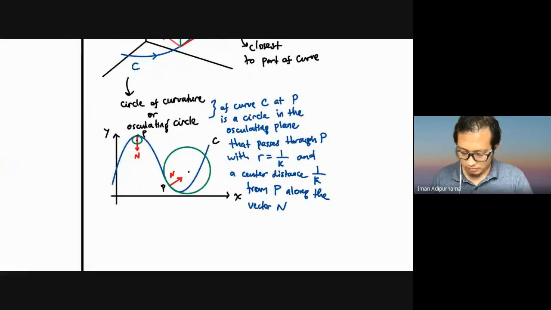So we may also think that the circle of curvature is similar to how the curve C behaves. Okay, so if the curve C is having the same tangent, the same normal, the same curvature at some point, the circle will also behave similarly. Okay.